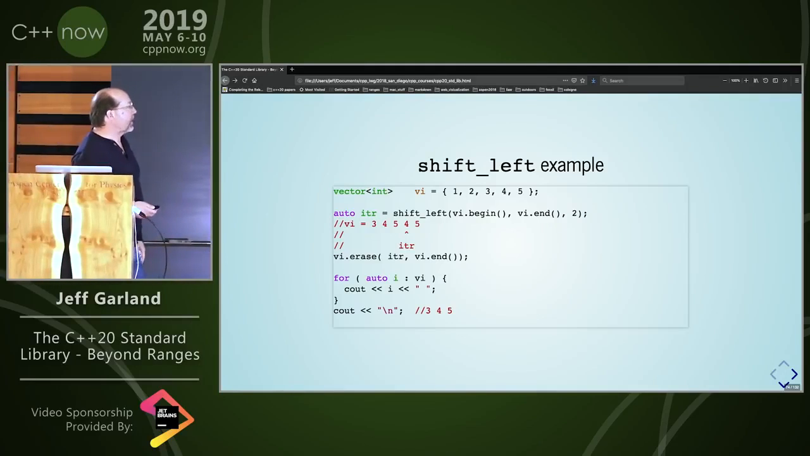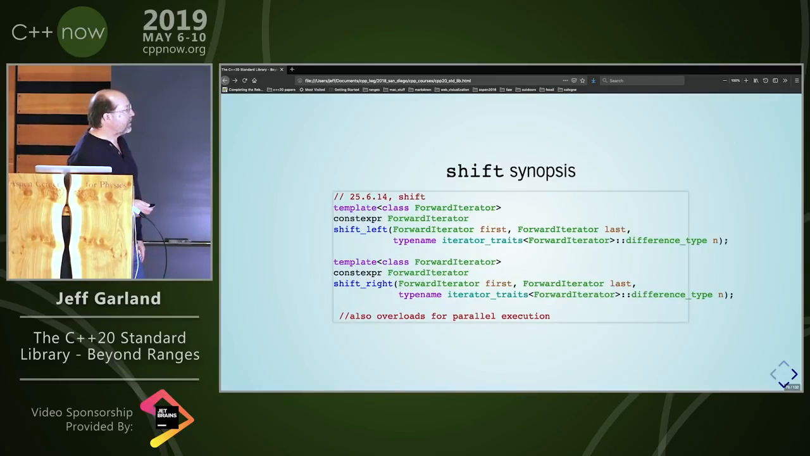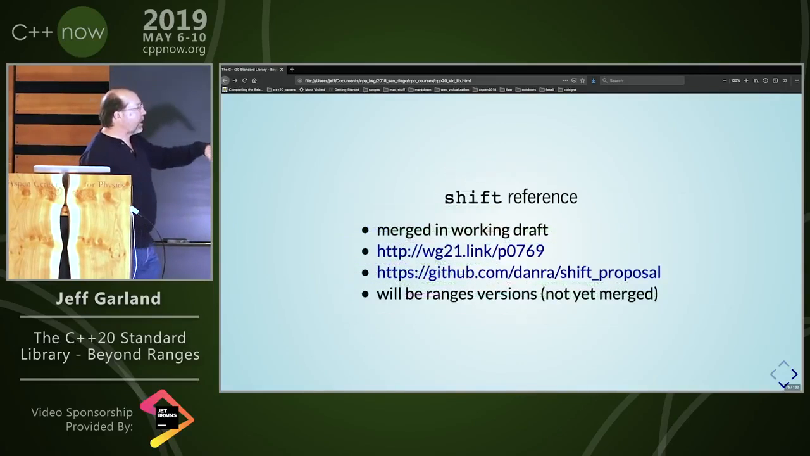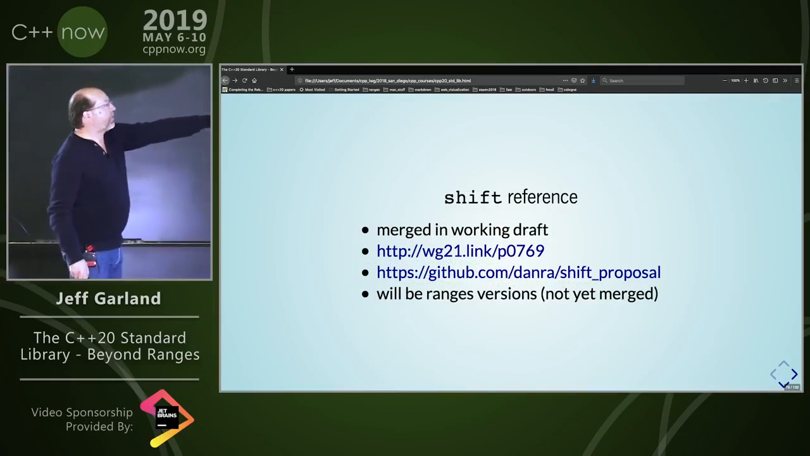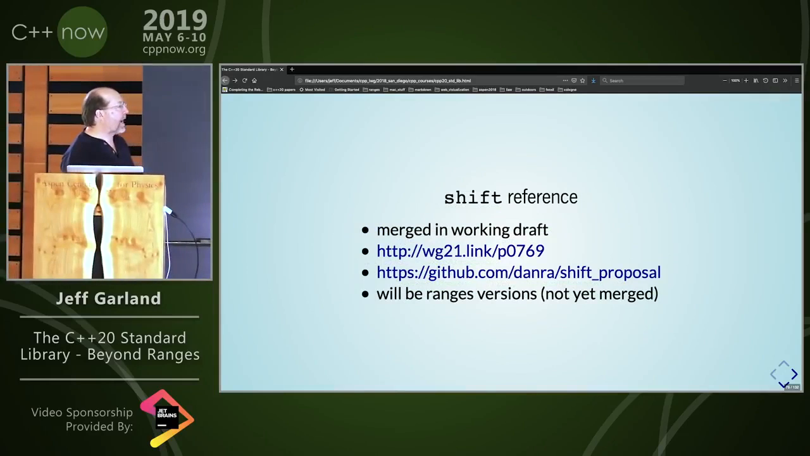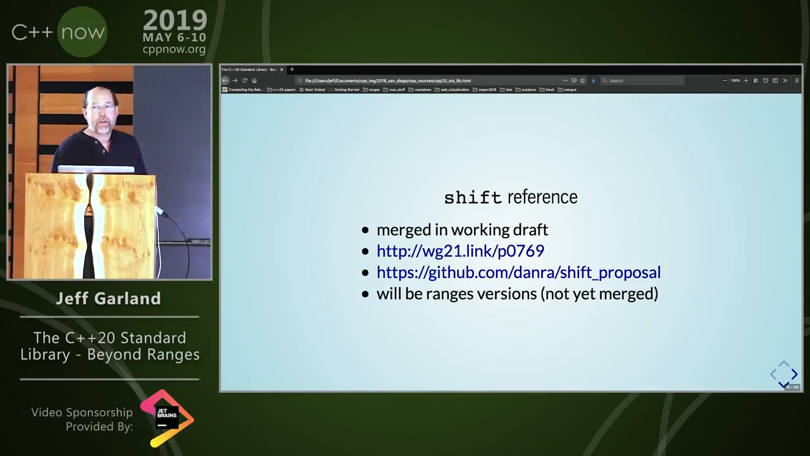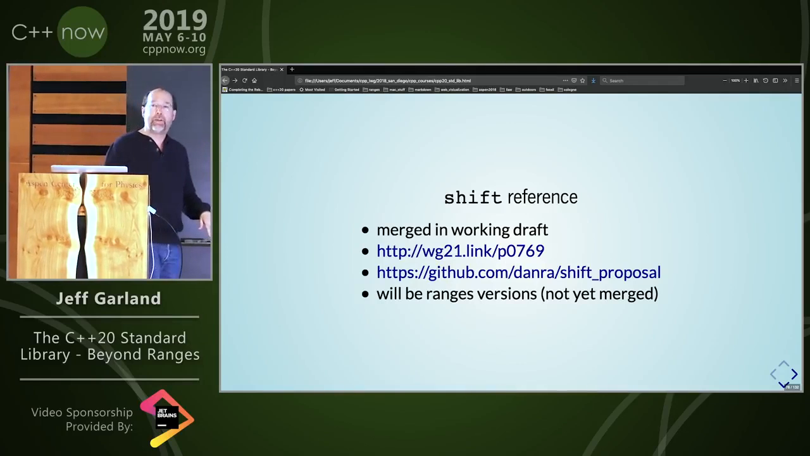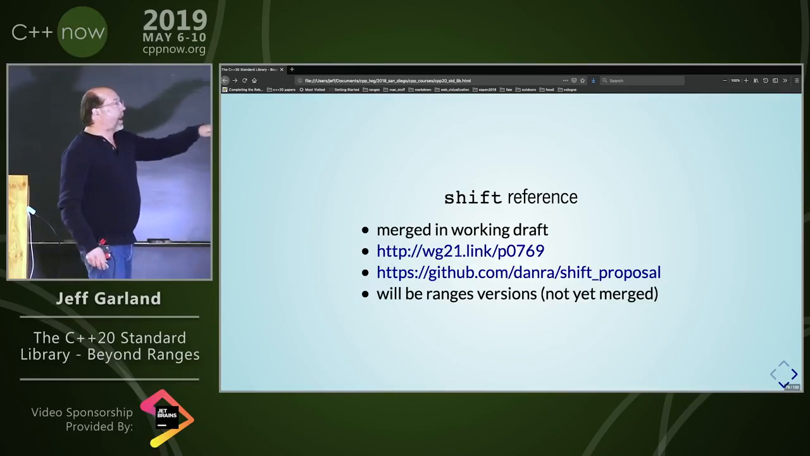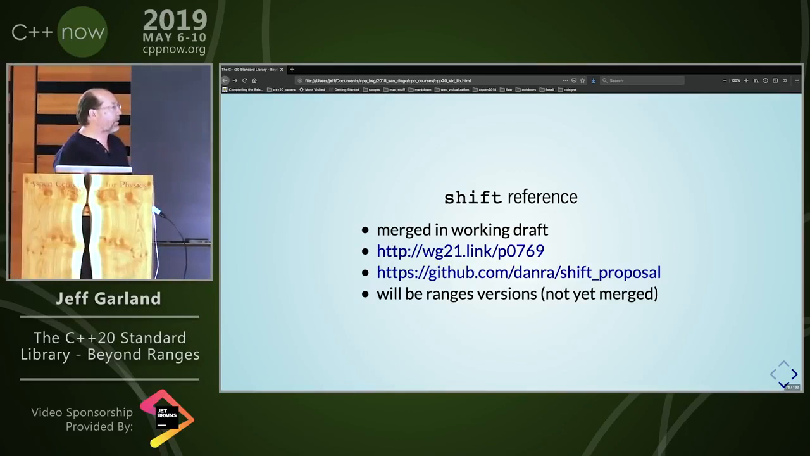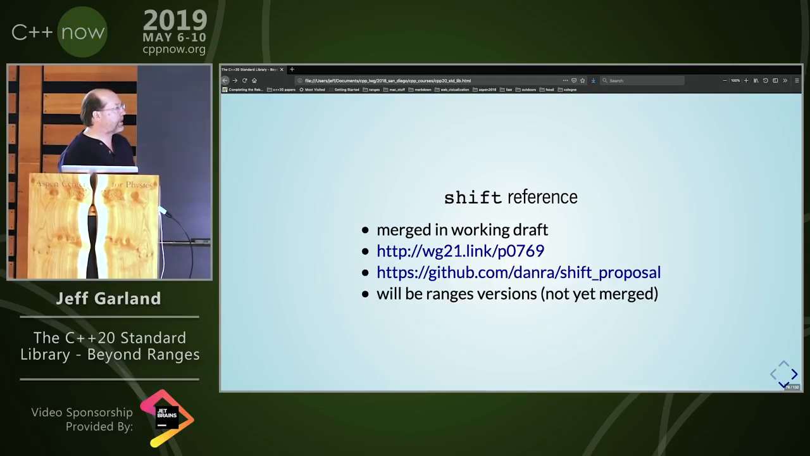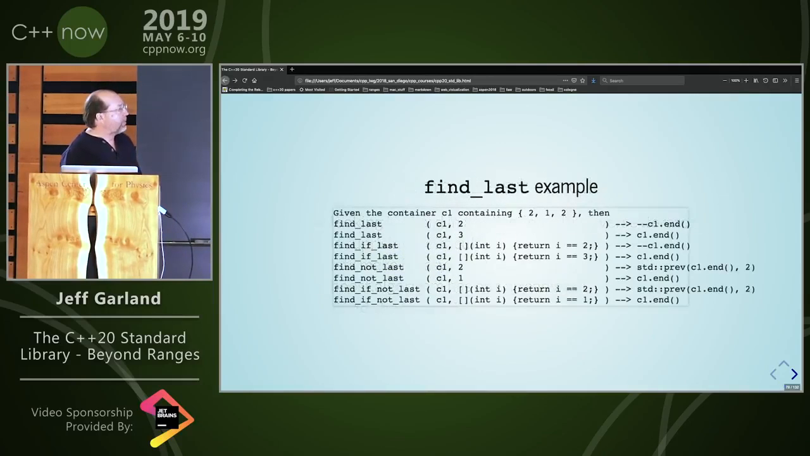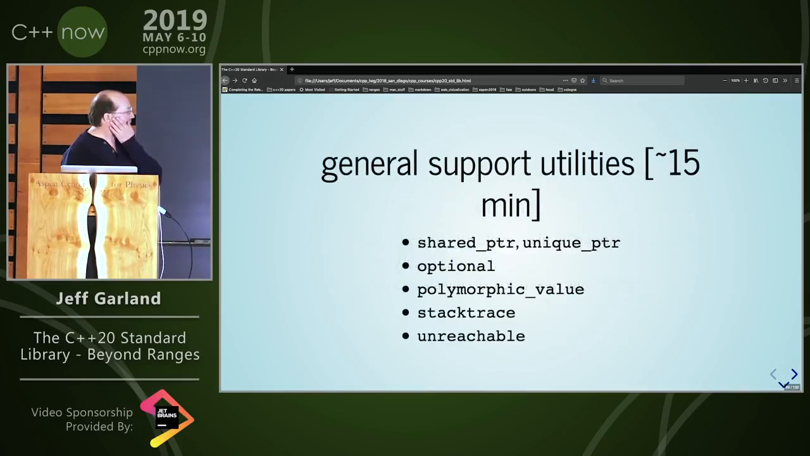Shift right is basically the same thing. So there's the signatures. This is merged in the working draft. There's a GitHub for the shift proposal that I used to test this out. There will be ranges versions. That is in work. It's through LEWG. It is to LWG. I believe we have looked at that paper one time already. But there's a series of other additional range pieces in there. All right, I'm going to skip over find last because I'll talk about that tomorrow.